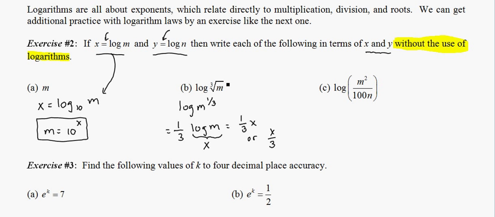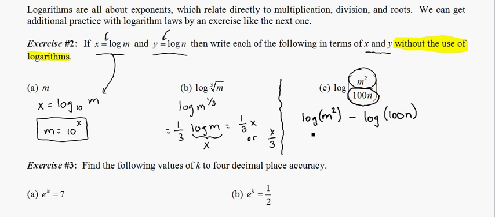The biggest structure of all is that I'm doing the log of something divided by something. So my big log law that kicks in is the division law. This is going to be the log of m squared, and if parentheses are helpful for you, put them there, minus the log of 100n. The log of something divided by something is the log of the top minus the log of the bottom. Sorry for my poor terminology, especially if you're a math teacher watching this.